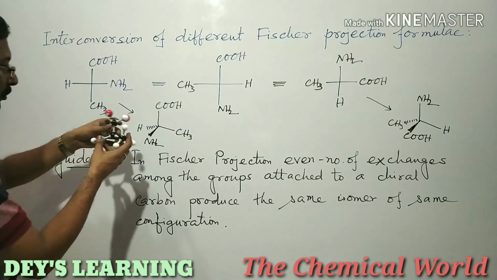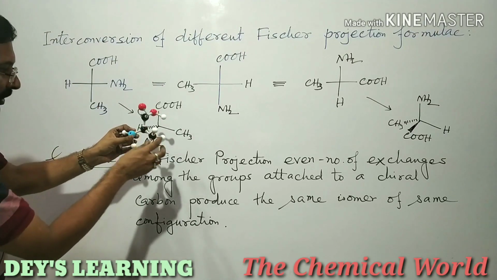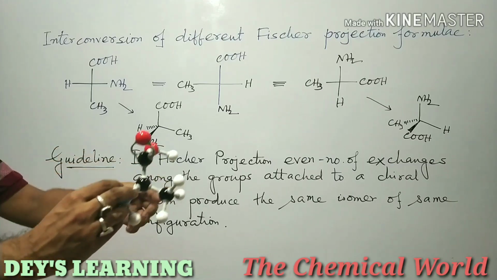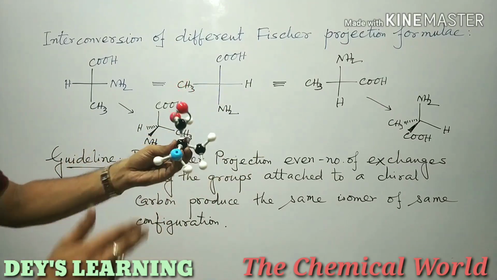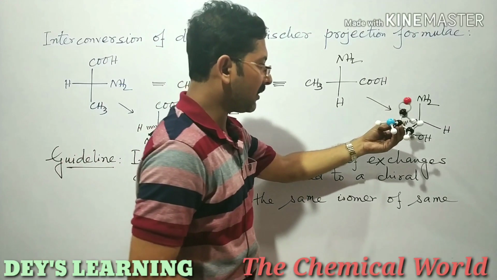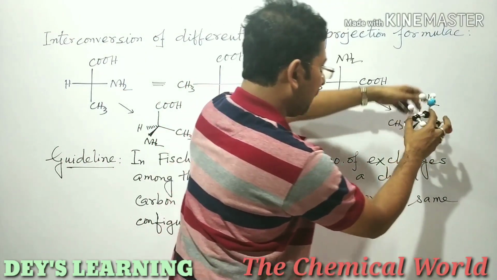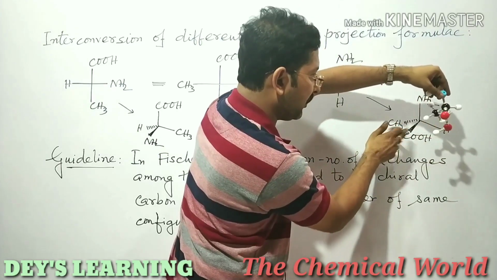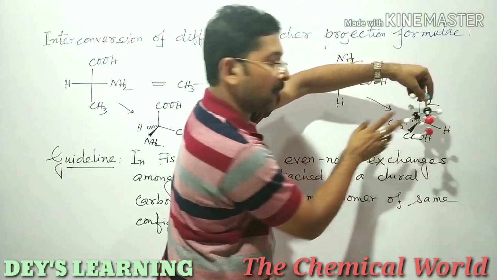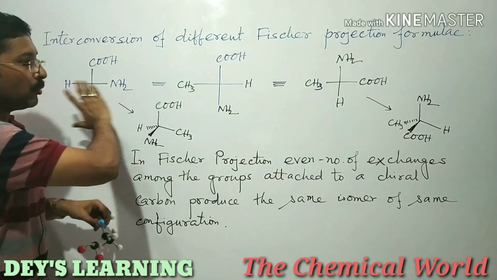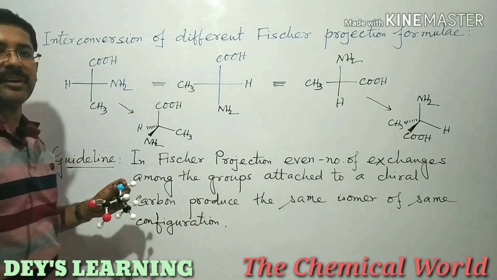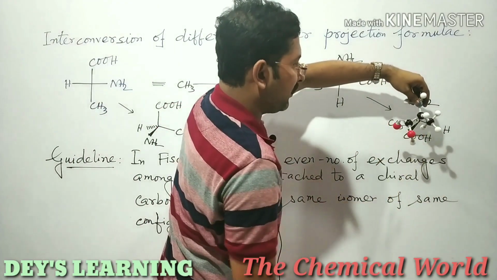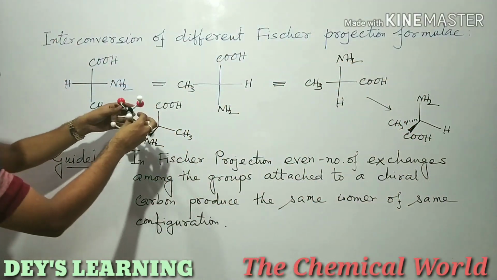Now just verify it. Look at here, this is your molecule. This is the COOH and CH3 there, NH2 at the frontal bond, hydrogen at the backward bond. So this is the actual molecule. Now if we go here, what will happen? NH2 at the top, hydrogen here, so COOH at the frontal bond and CH3 at the backward bond. So everything is correct. This is the same molecule and this is the same molecule.